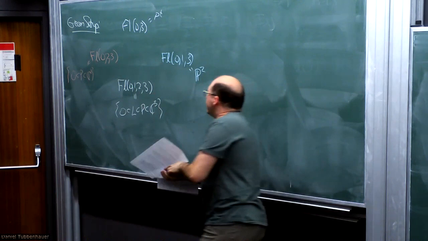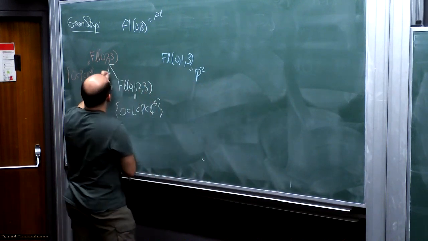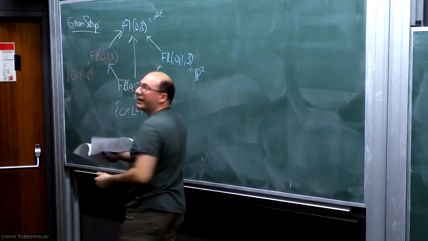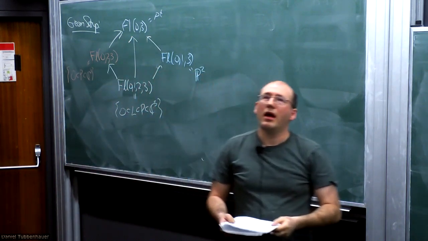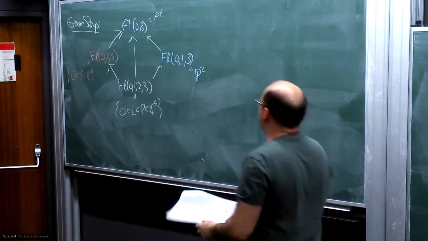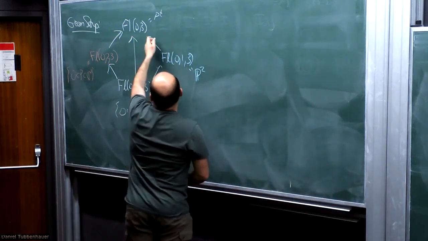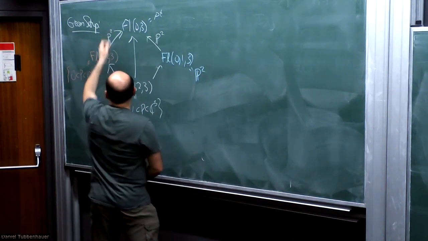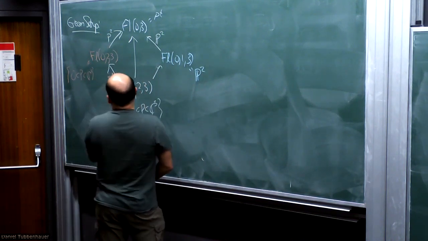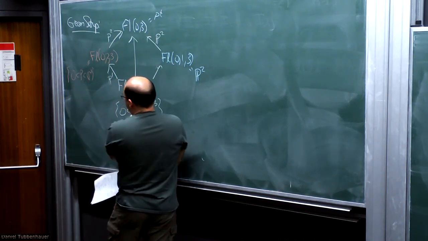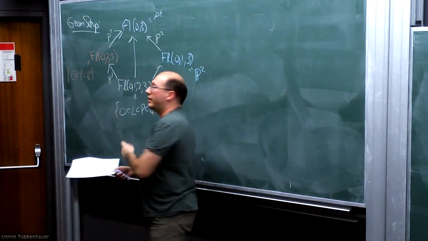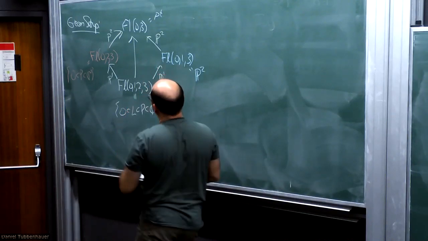Now, connecting these various spaces, I have forgetful maps, right? I forget some of the data. And these maps are nice bundles. This is P2 and that's a point, so this is the P2 bundle. That shouldn't be surprising. This is the P1 bundle because the line that I'm forgetting is constrained to lie within the fixed plane, which I'm remembering.